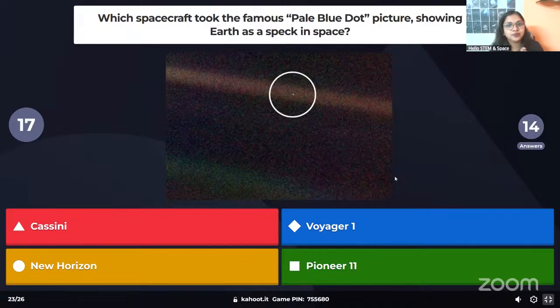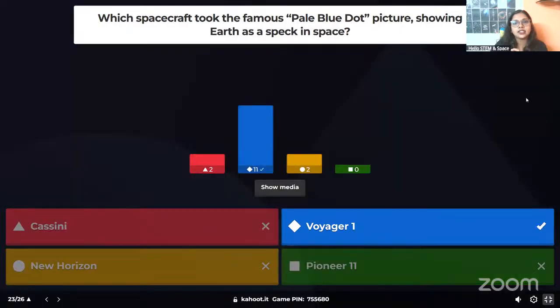Let's see how many of you can answer this. This is a very famous picture. All right, everyone, please give your answers because we have only 5 more seconds. All right, let's see the answers. And 11 of you gave the correct answer. Very good, everyone. This picture was taken by none other than Voyager 1.